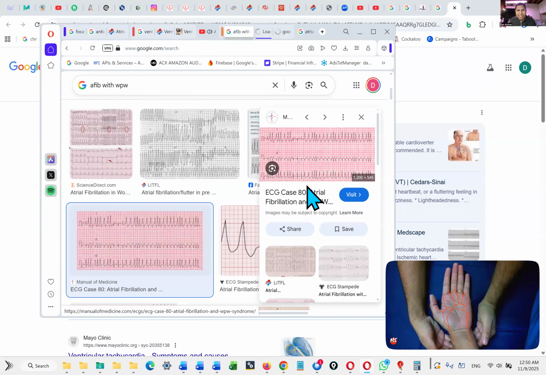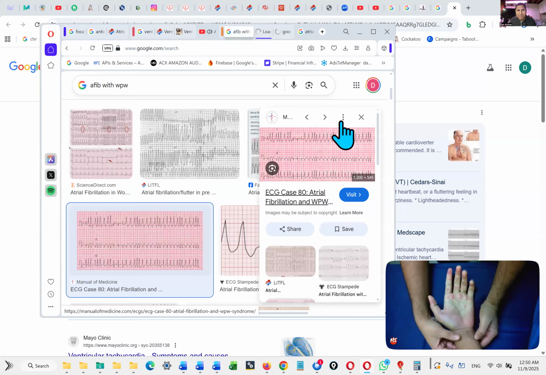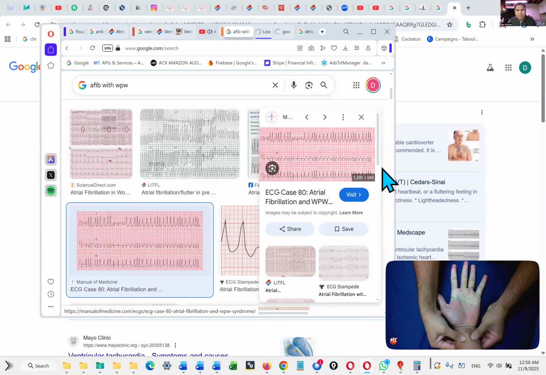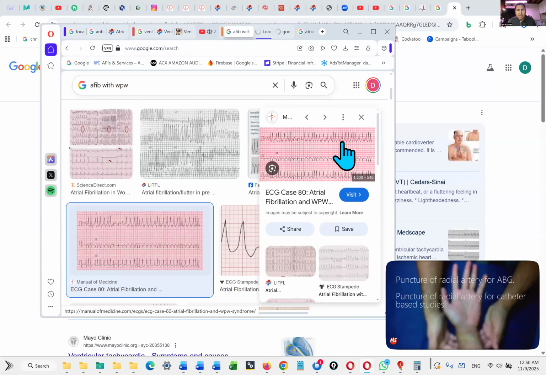Okay, you can see that it's not getting any bigger, but you can see the picture, right? So what you see here is extremely irregular. But this one has delta waves, I think. That makes it probably WPW. It has that little triangular thing there.